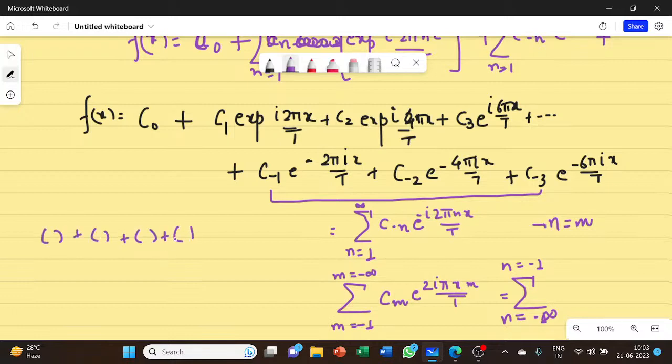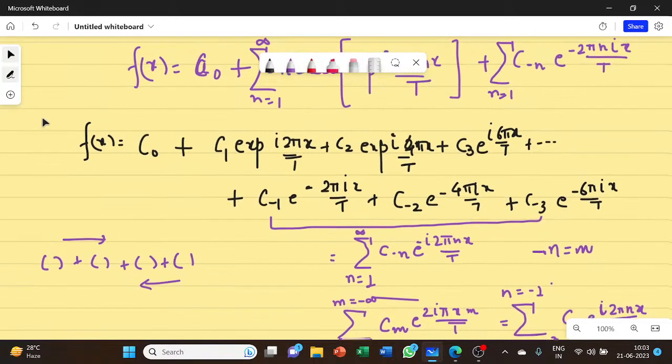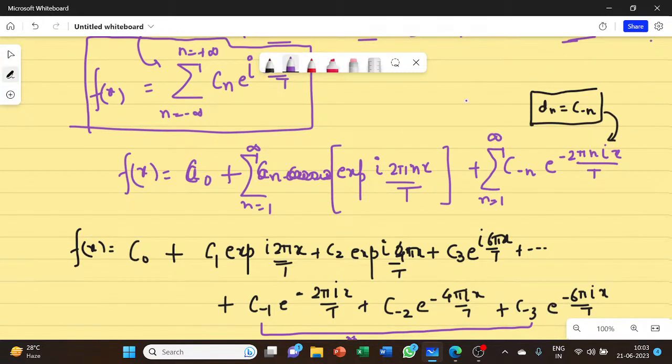Whether I go in this order or that order, this is one and the same thing. So what I can write here is Cn e to the power iota 2 pi n x upon T. I hope it is clear now. It is from minus infinity to minus 1. So the last term will take care of minus infinity to minus 1, that is summation Cn e to the power iota 2 pi n x upon T. The intermediate term will take care of 1 to infinity, summation Cn e to the power iota 2 pi n x upon T. And then this c naught term is there.